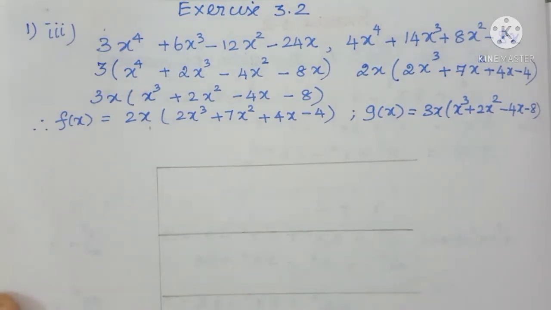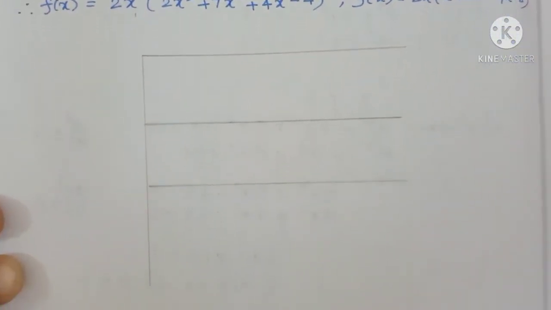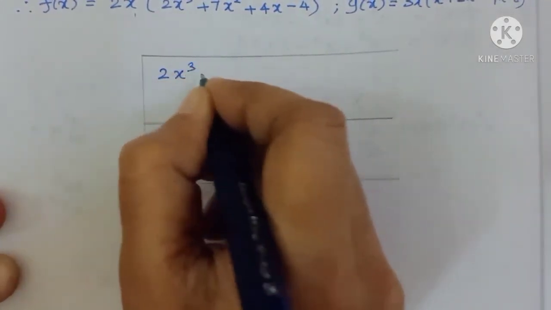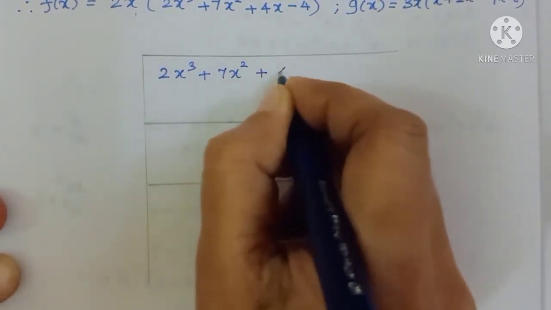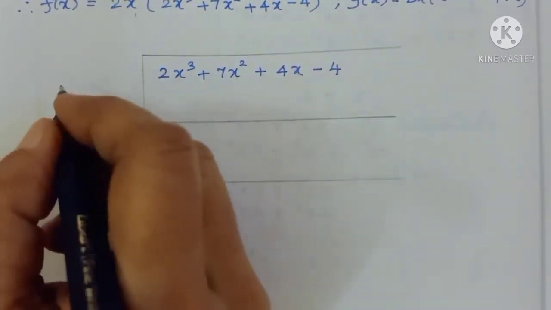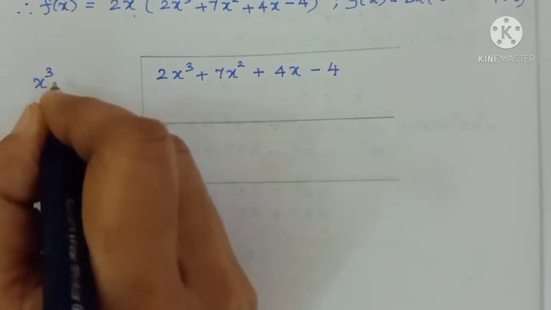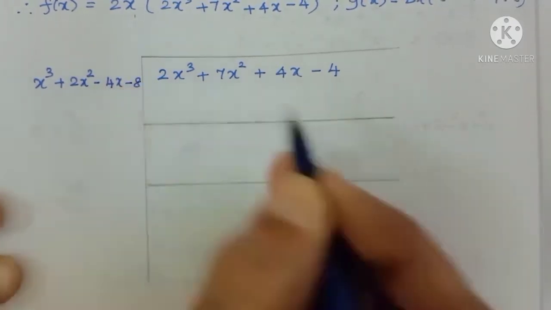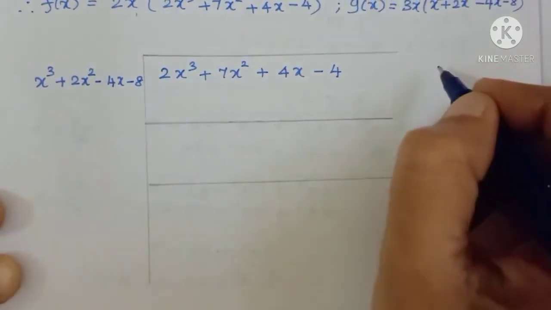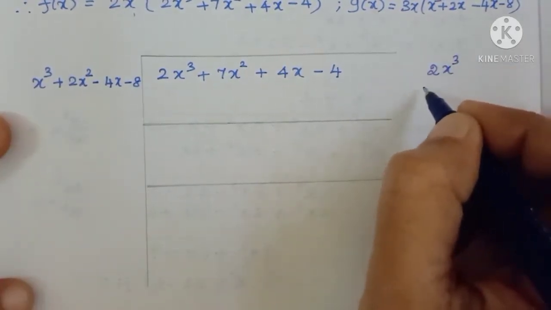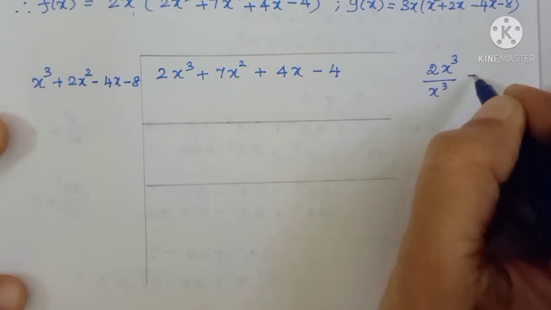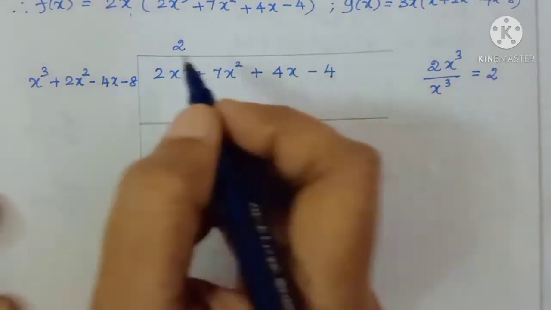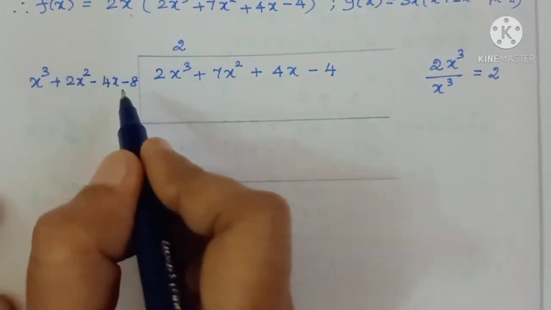See, let us see how we are solving this one. So first we are going to write the inside greatest term. So f of x is 2x cube plus 7x squared plus 4x minus 4. So the outside divisor part is x cube plus 2x squared minus 4x minus 8. Now divide first term by first term. So what is the first term here? 2x cube. Here the first term is x cube. We can cancel these two, so we will get the number 2. This 2 we are going to write in the quotient part. So 2. Okay. Now you take 2, multiply this polynomial and write the answer here.